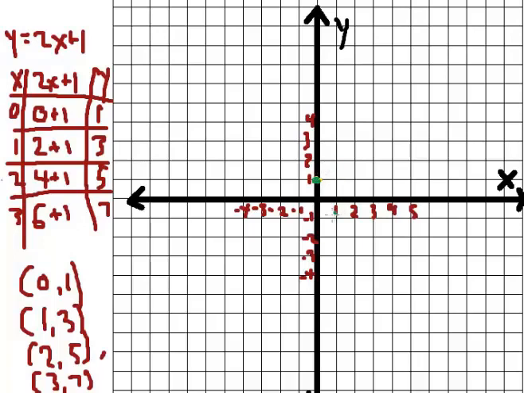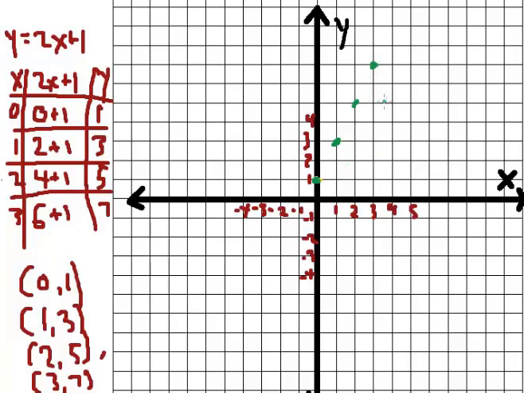Anyway, so we've got the 0, 1 over here because the x is 0 and the y is 1. Next, the x is 1 and the y is 3. So the x we're going to go over 1 and the y will move up to 3. Then we're going to go to 2 and 5, which is up here. Again, that's 2 over and 5 up. And the next one was 3, 7, which is going to be up here, 3 over, 7 up.